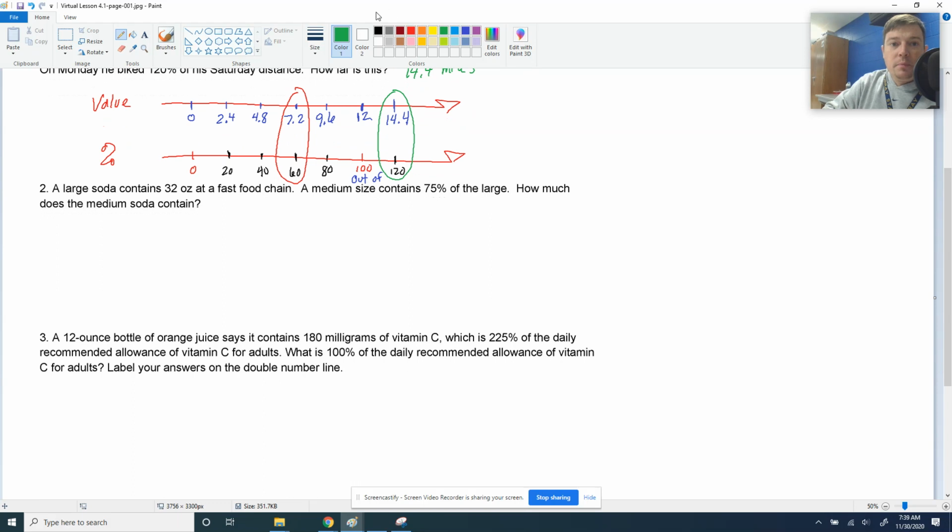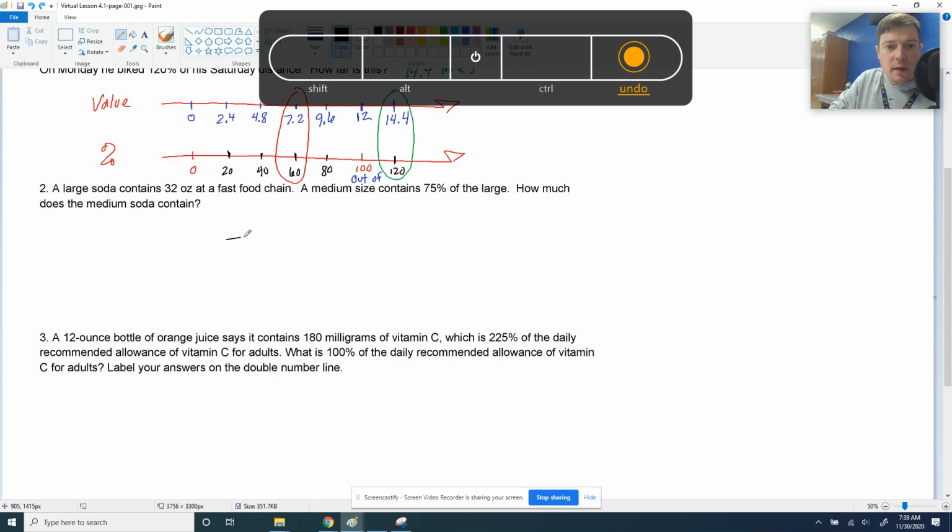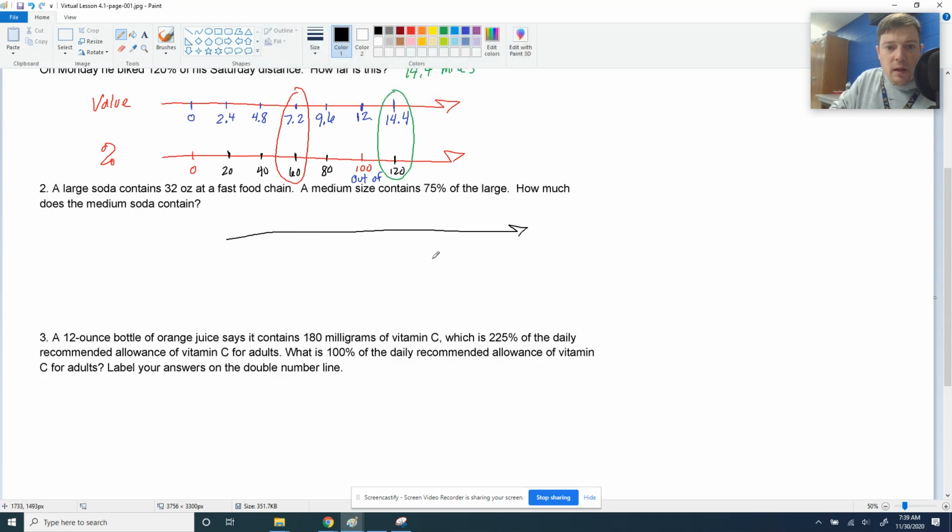All right, let's do another one with this large soda. Okay, so double number line again. Let me draw a better line than that. So double number line again.